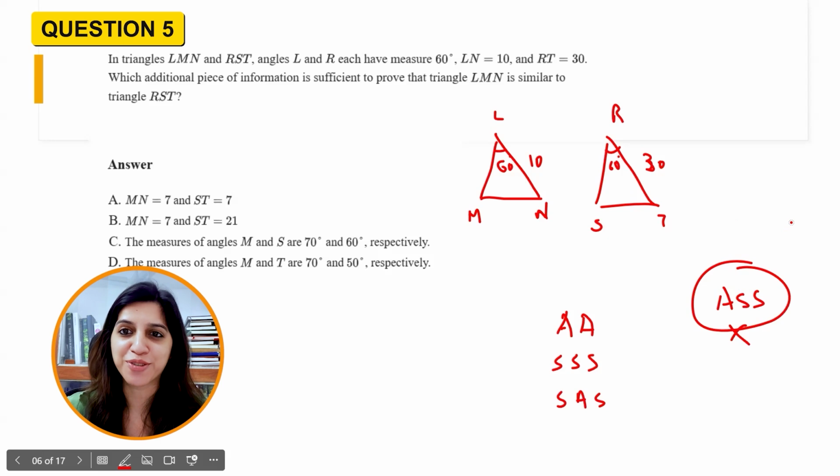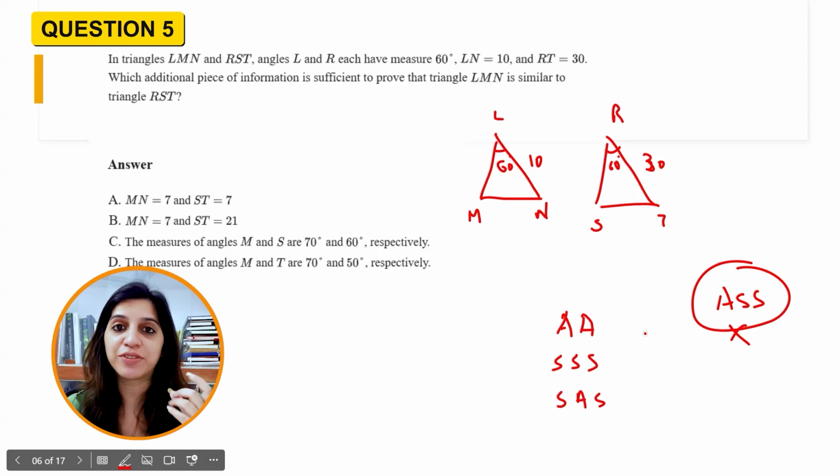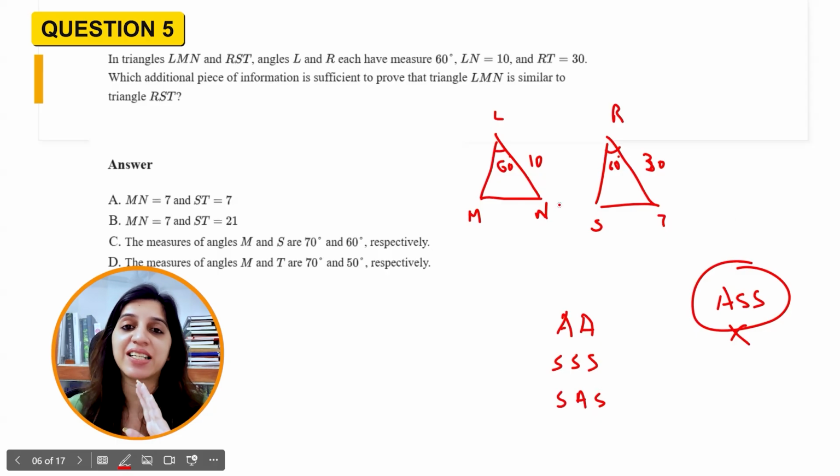No, not for congruency also. Right? It has to be one of these three. It has to be AA, SSS, or SAS. MN and ST being proportional are satisfying none of these. Let's take the other option.